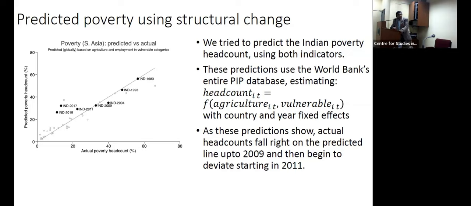In 2011-12, it is going a bit off. So essentially, this shows the relationship between actual poverty headcount versus what this line would estimate. And the two numbers I put in here, 2017-2018, are where it's going off the line. The actual poverty rate is lower than what this line would have predicted if you put in the specific values of the share of agriculture and vulnerable employment. So something is going off the line.